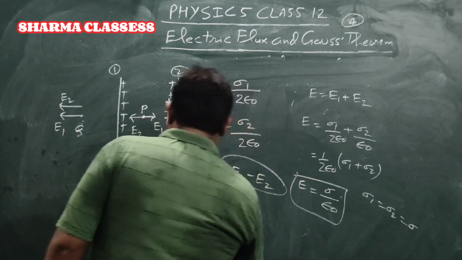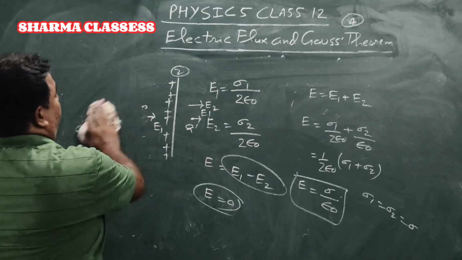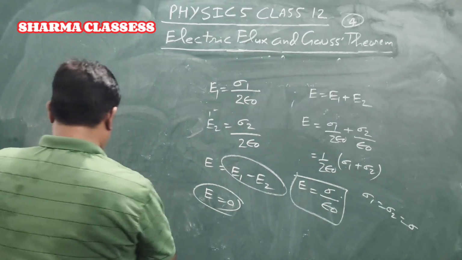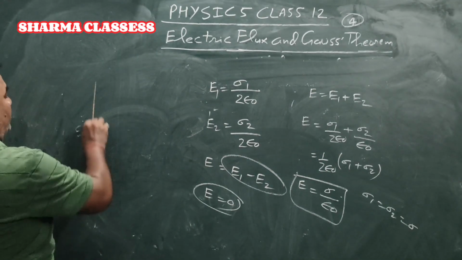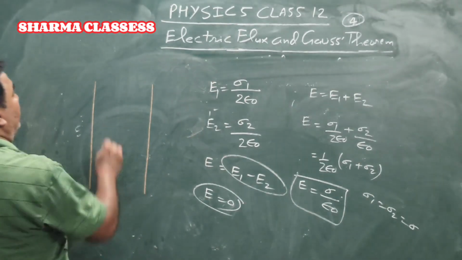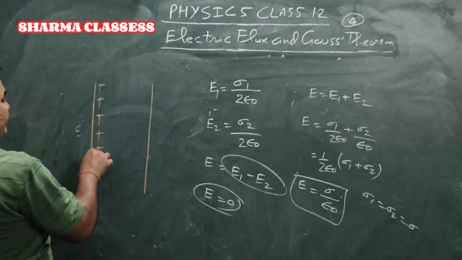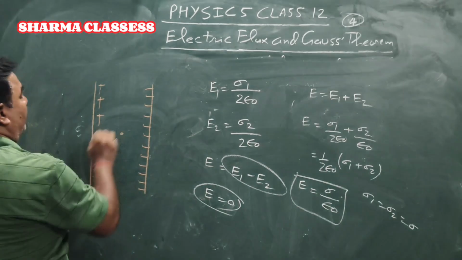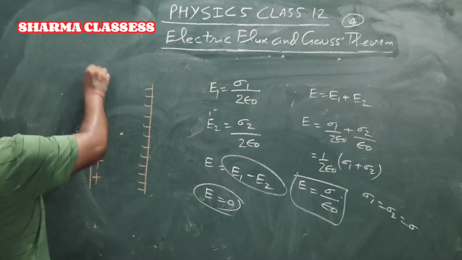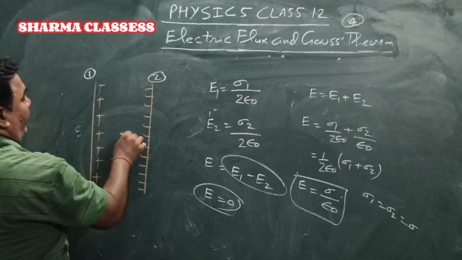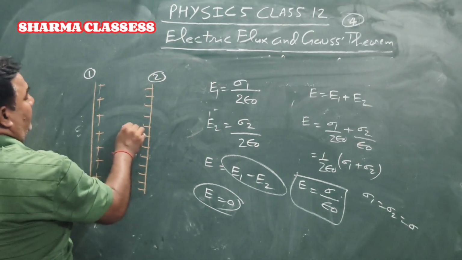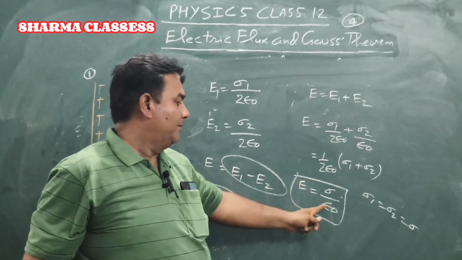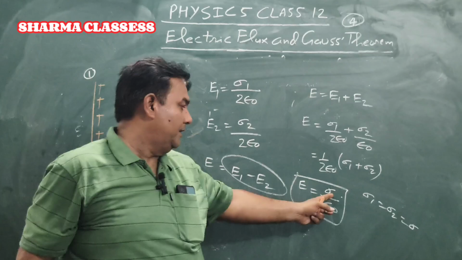And when they are opposite charges, suppose this is the first sheet, and this is the second sheet; this is positive, and this is negative. Between the sheets, due to the first sheet the direction is this, and due to the second sheet the direction is also the same. So the resultant is E1 plus E2. It is the same process, and the intensity between two oppositely charged sheets is sigma upon epsilon 0.